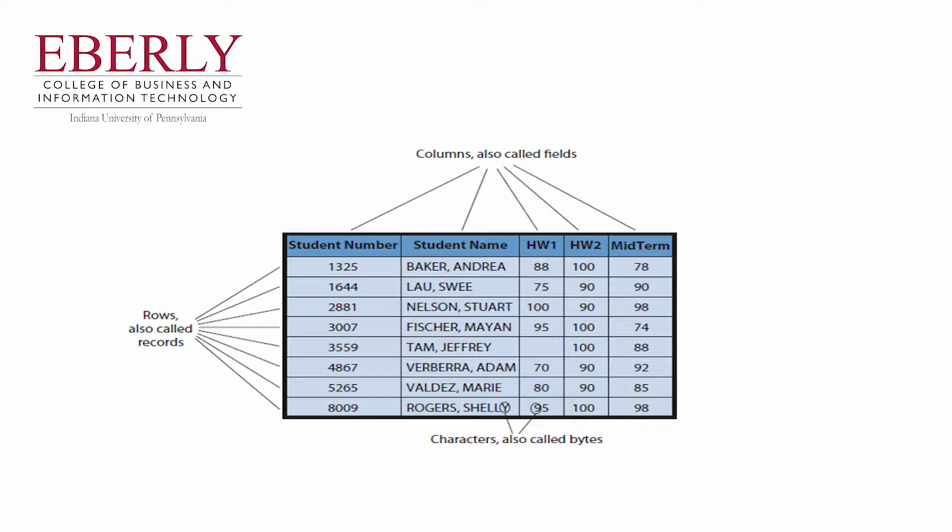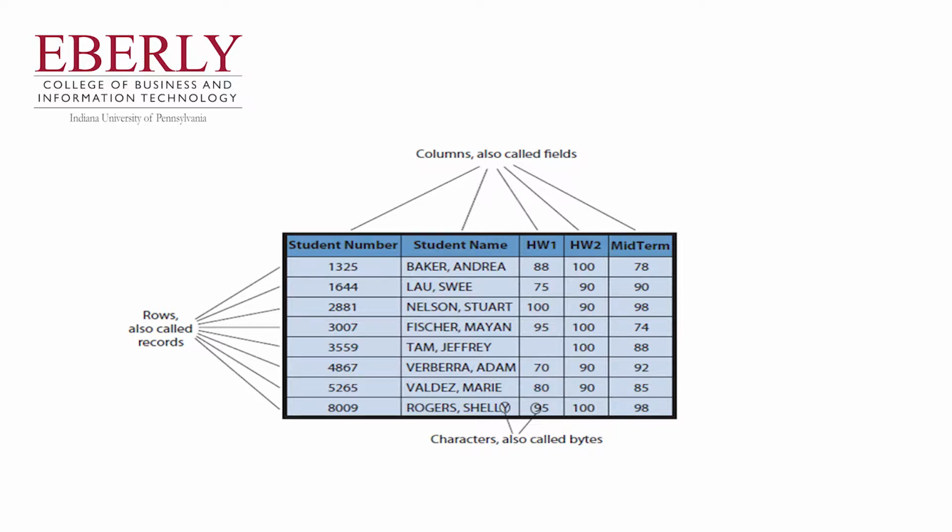Therefore, a database is a group of tables or files plus relationships among the rows in those tables plus special data called metadata that describes the structure of the database.